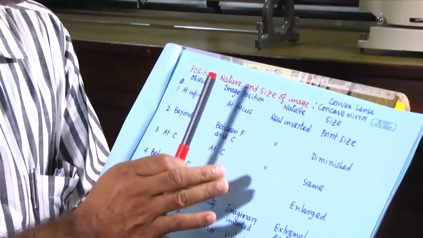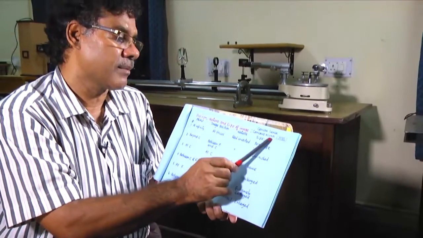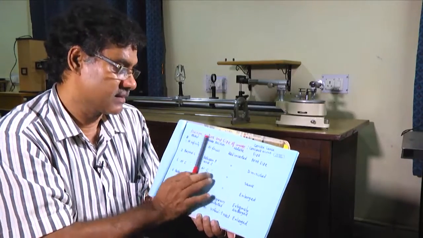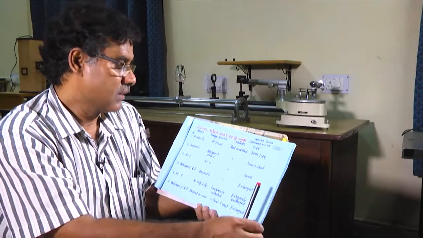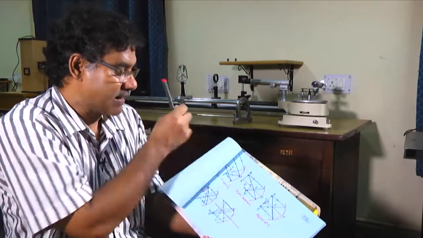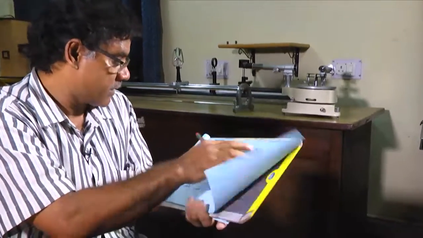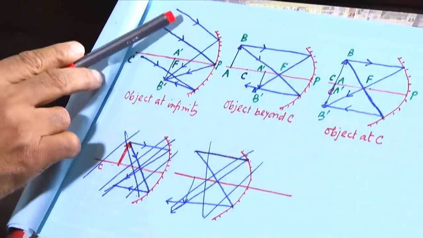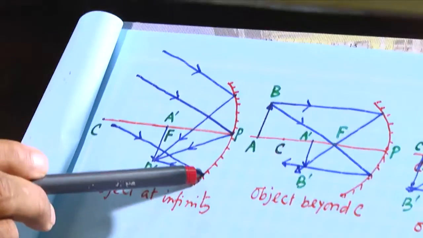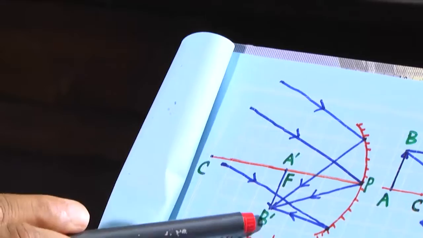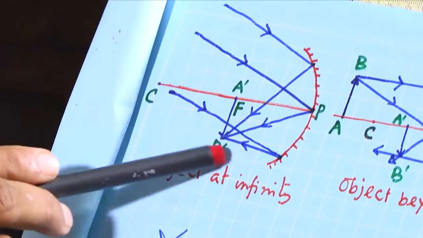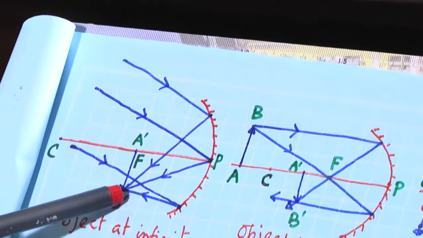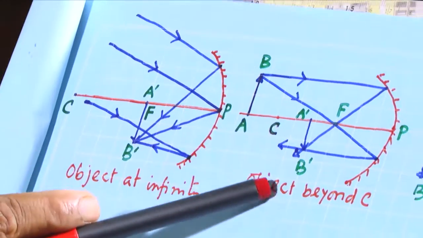So, this is the position, nature and size of the image, whatever I told about the concave mirror. For the convex mirror also you will get this same thing. Just let me show you, I tried to draw it. In this case the object is at infinity, so parallel rays are coming, and they are meeting at this point. That is why we say the image will be point size or very small size. Now, object beyond C.